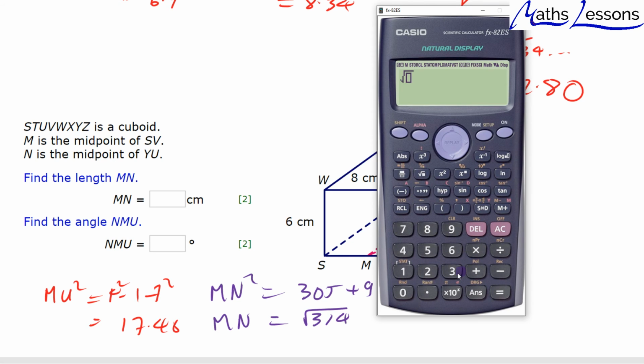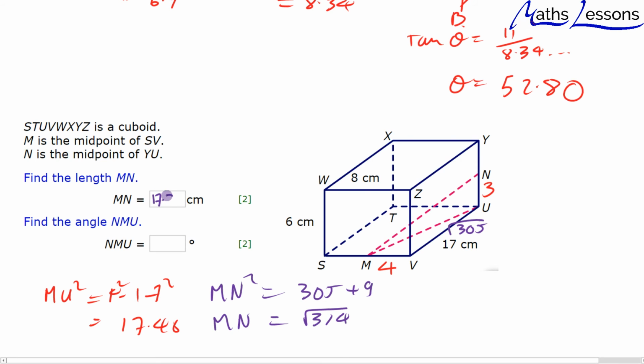And we do square root of 314, and we get 17.7. Now we want to find this angle NMU, so this angle here. We know this is a right angle, so we can draw that triangle out. There's N, there's U, there's M. And we already know that this is going to be the square root of 314, and we know the height of this is 3, so we've got theta here.